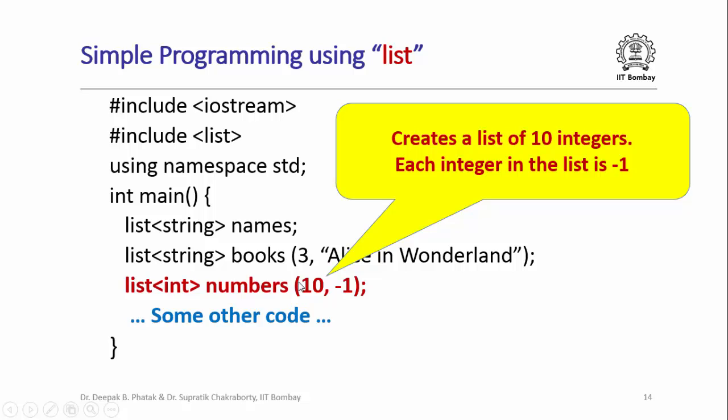How many integers are there in that list? There are 10 integers, and each of those 10 integers in the list is going to be initialized to -1.